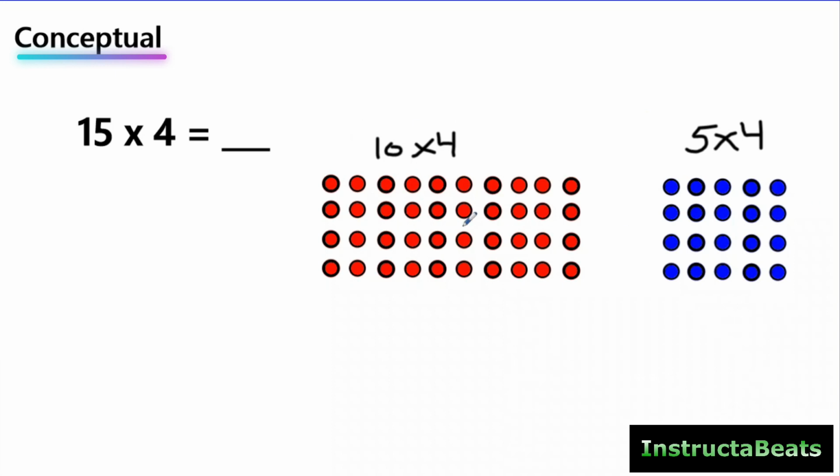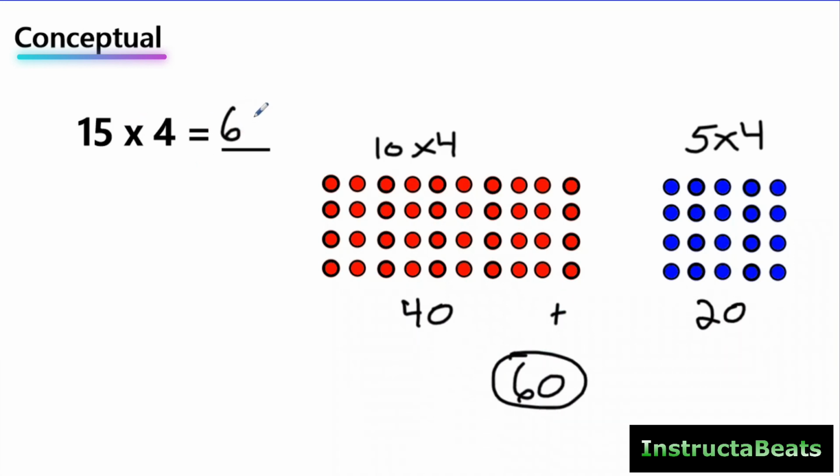So now we can do 10 times 4, right? And just like we said, we have 40 here. 5 times 4 means I have 20 in this array. I add them together, and it gives me my product of 60. So when I put it back together, 15 groups of 4 is 60. All right, so this is what's conceptually happening when you are doing the distributive property.